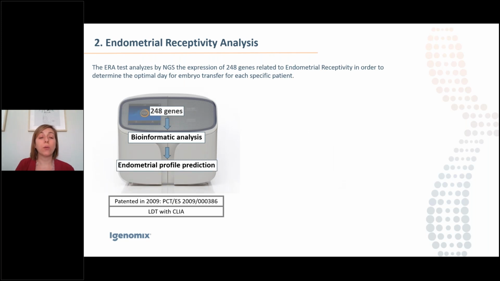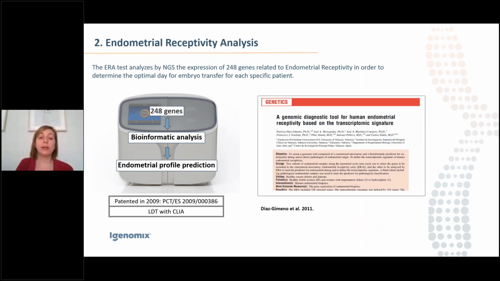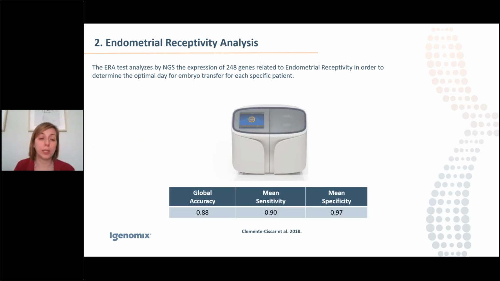With this information, what we do is to develop a test based on the gene expression level of 248 genes, and with that value of gene expression, we trained a bioinformatic predictor. This predictor, coupled to the analysis by next generation sequencing of the 248 genes, is what we call the ERA test. This was published in 2011, but at the beginning of the test, we were using microarrays. Now, from 2017, we are using next generation sequencing. And these are the values for global accuracy, mean sensitivity, and mean specificity of the test.